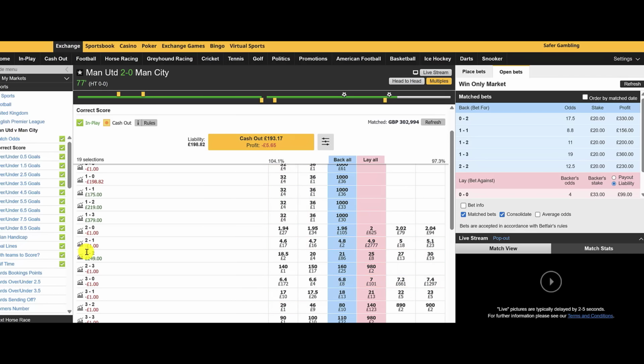We've still got 2-2 alive, and maybe my decision to go for that 2-2 could still look like a good decision in hindsight. But as it stands, it's going to be pretty much a break-even trade, but still a good example of what can happen when we're trading the correct score market.